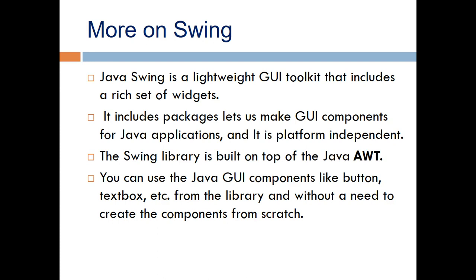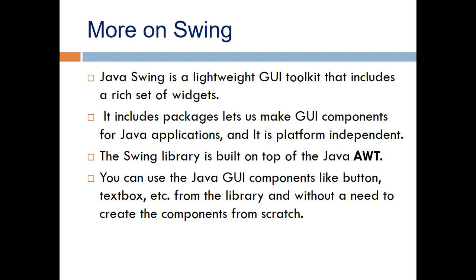Okay, so you can use the Java GUI components like button and text boxes from the library, and you don't need to create that component from scratch. You just drag and drop that component and then you can easily use it in your program. You don't need to program individually for each component. So that's the speciality of Swing. That means you are given a more GUI focus, so that you don't worry about the coding part of that particular tool. Okay, you just focus on what the tool is going to do.